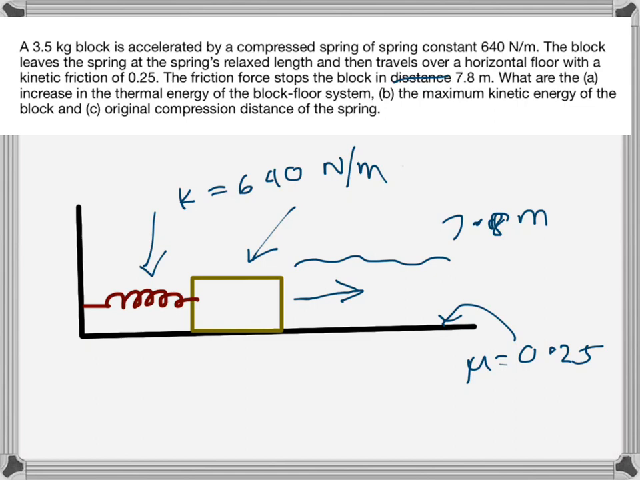So the energy loss due to friction will be the thermal energy. That will be equal to the weight of the block, mg, times the kinetic friction coefficient mu. So mu is 0.25 and the block's mass is 3.5 times 9.8.